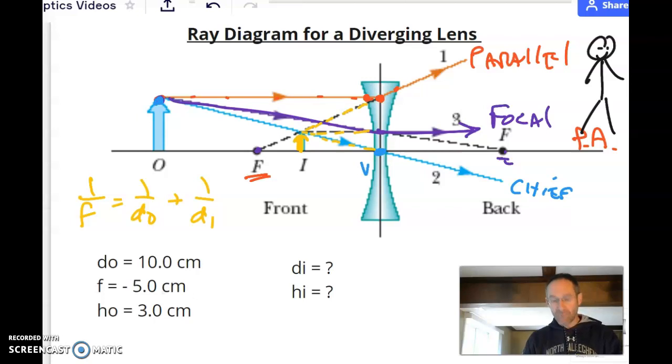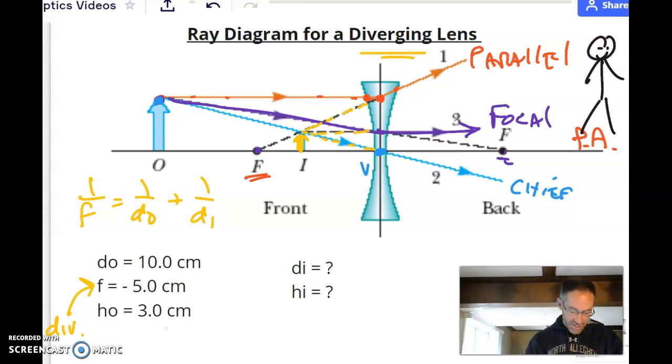I just threw a few numbers on here. I say that the DO is 10 centimeters, the focal length is -5. This is an important point, and I'm not going to slough over this. If you have a diverging lens, it's going to have a negative focal length. If you can remember, the diverging or the convex mirror also had a negative focal length. Its focal point was behind the mirror. Well, we say that this diverging lens is going to have a negative focal point too. So anytime you see that diverging lens, you know negative focal length.